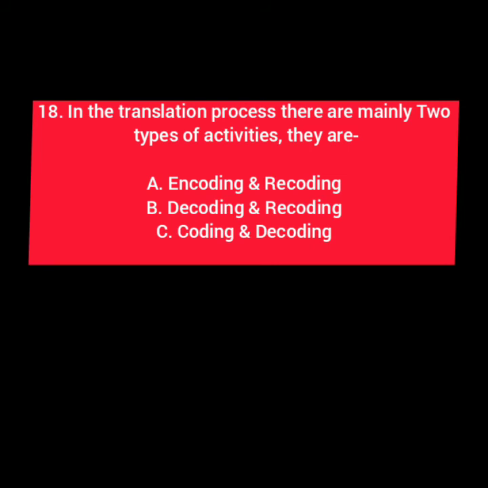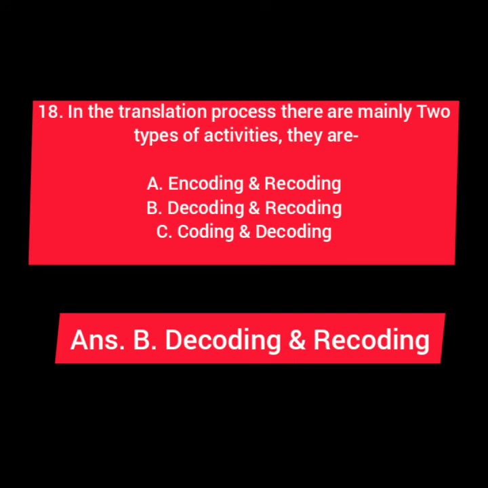Next question is, in the translation process, there are mainly two types of activities. They are encoding and recoding, or decoding and recoding, or coding and decoding. And the right answer is option number B, that is decoding and recoding.